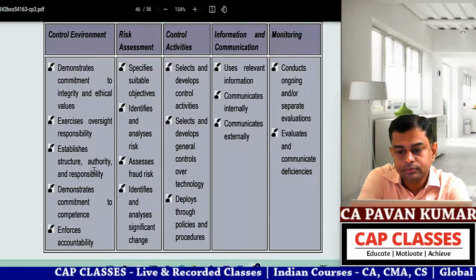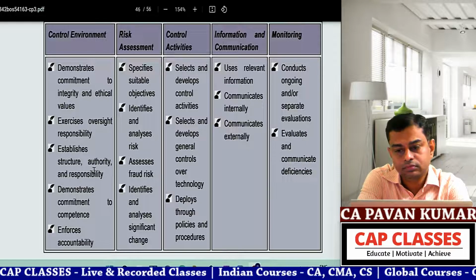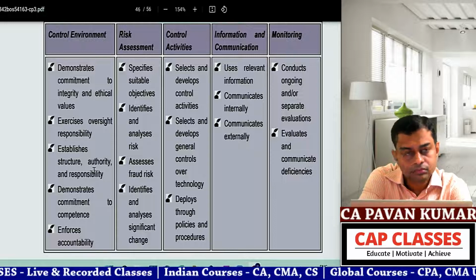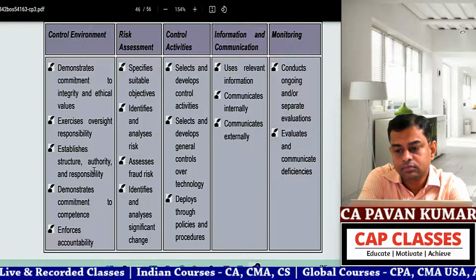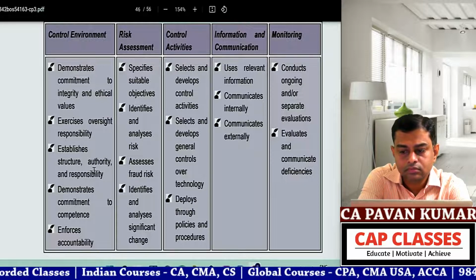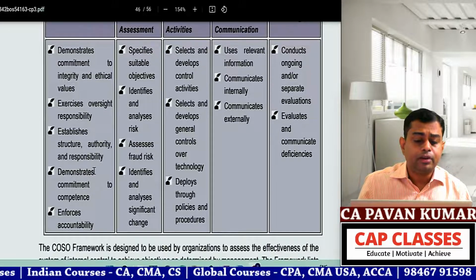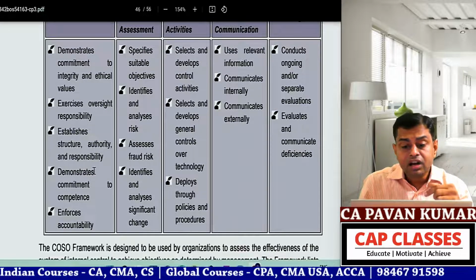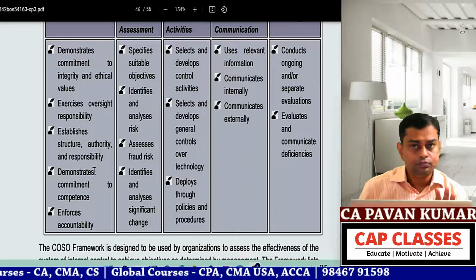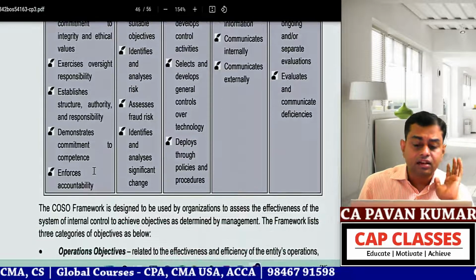Information and communication: uses relevant information. Communicates internally. Communicates externally. Monitoring: conducts ongoing and or separate evaluations. Evaluates and communicates deficiencies. So this is basically the COSO framework. Whatever is included in our study material above, that we will see. We don't need to spend time here. The same points were discussed inside the material. There we'll spend more time.